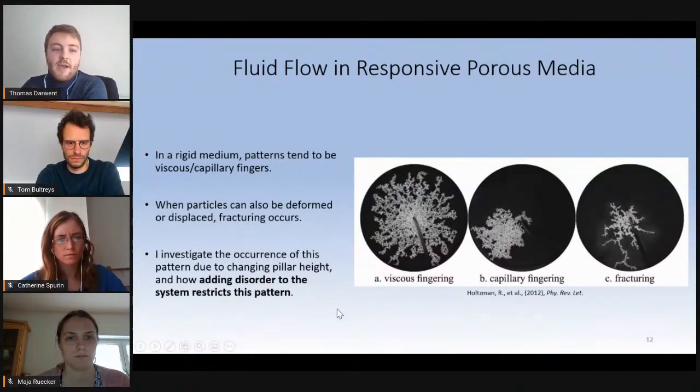And we investigate this by having another rectangular system of pillars, and we allow these pillars to bend, and then we look at, okay, when we see this fracturing pattern, how is this restricted due to the effect of adding disorder into it?